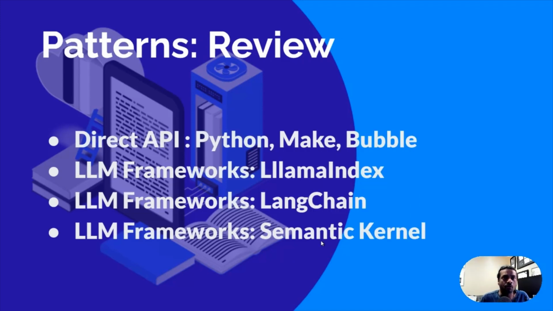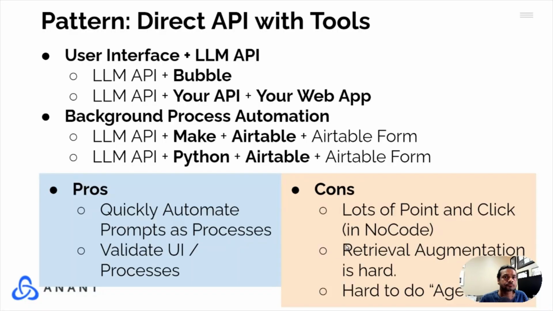Before we use a framework, I would just say that you can just use direct API with Python or Make or Bubble, whatever you're using, just calling the LLM yourself. Nothing stops you from that. An example would be you have a Bubble app talking to LLM, or you have your web app talking to your API, talking to your LLM API, right? For background process automation, again, you can use Python with an Airtable or another database. And I mentioned that because Airtable gives you a GUI, but you can use SQL Server as well, right?